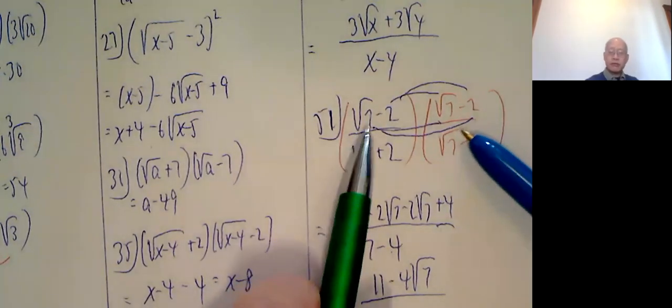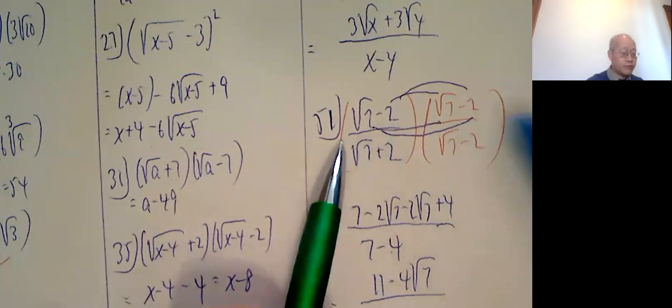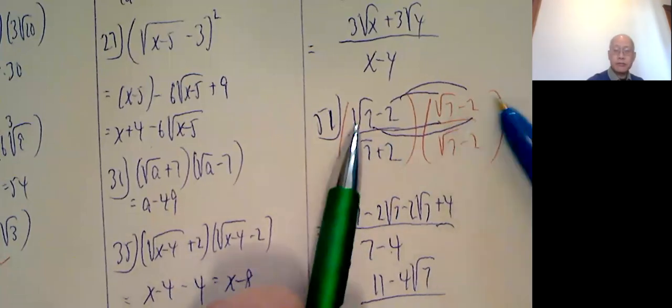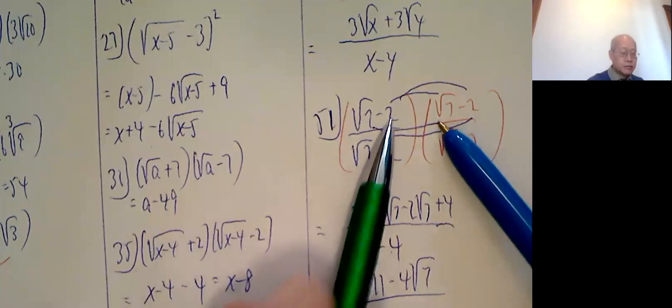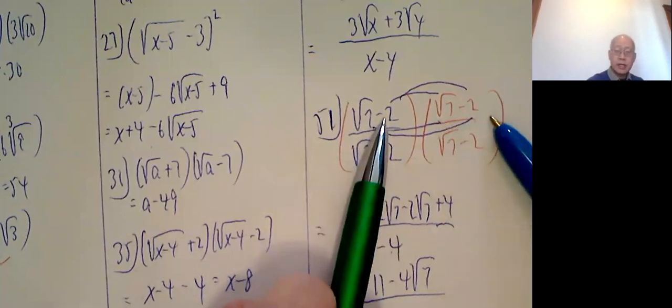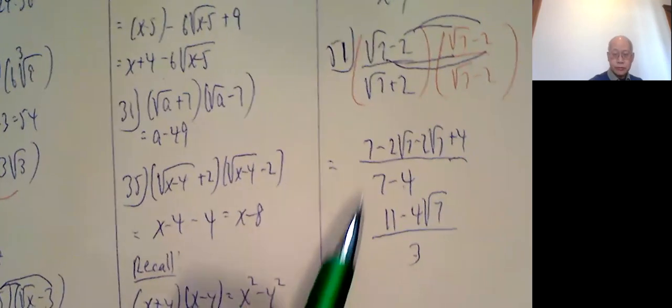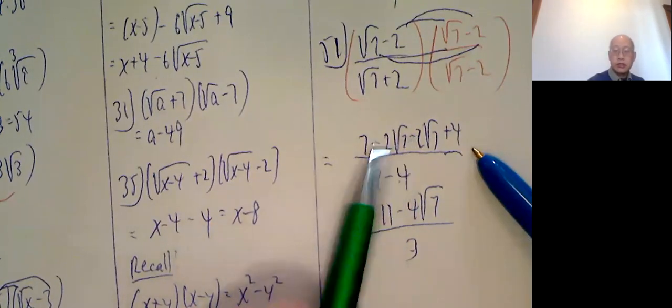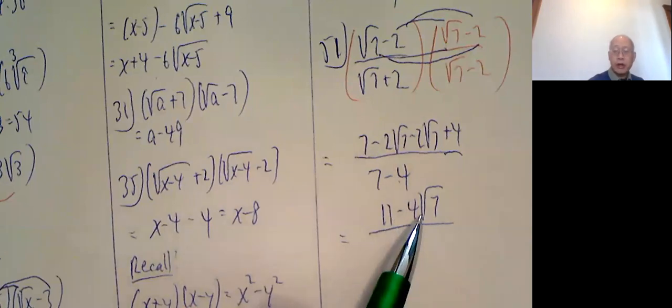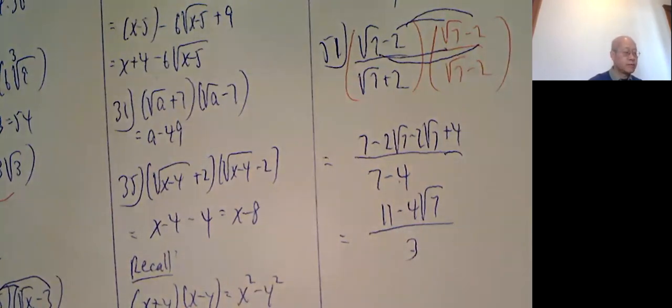This is really radical 7 minus 2 squared. You can do that, or I'll just FOIL. That times that is 7. That times that is minus 2 radical 7. That times that is minus 2 radical 7. That times that is 4. So let's see, 7 plus 4 is 11. These two combine to be minus 4 radical 7, all over 3. And there we go. Okay, so these are notes for section 9.4.